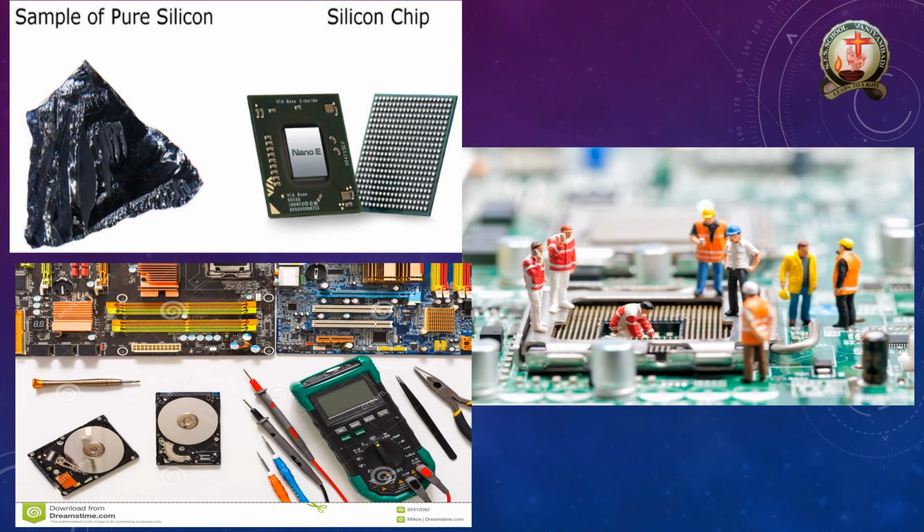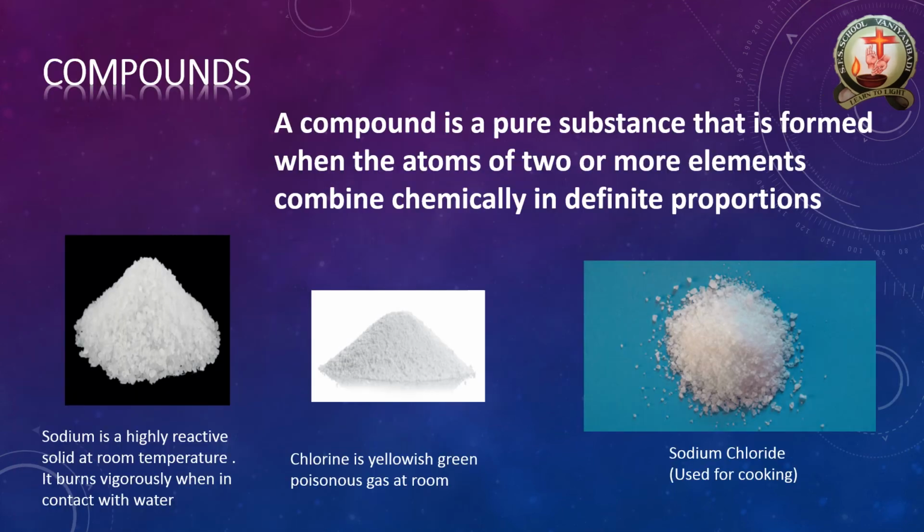Then uses of metalloids. Pure silicon is one of the metalloids. We make silicon chips, and in our daily life without mobile phones, laptops and computers we can't manage. Nowadays TVs are also manufactured like this. Silicon chips and many electrical conductors are made from metalloids only.